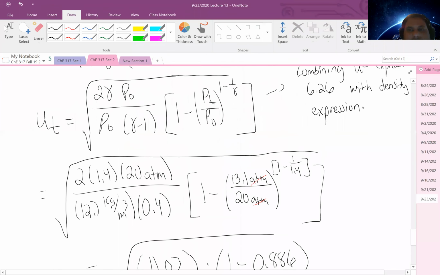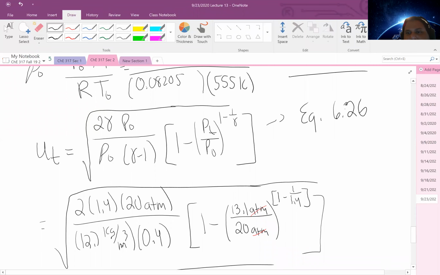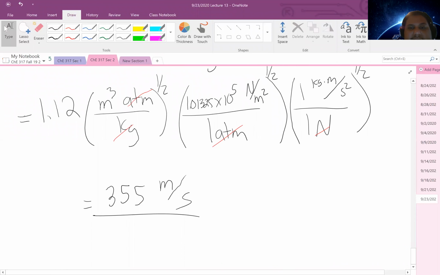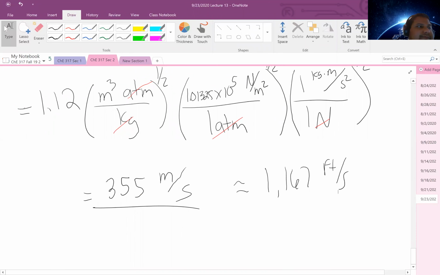So let me clean this up. Turns out we didn't need to do the convoluted approach. We can just use 626 directly. We end up with some ugly units, but with some careful unit conversions, we can get approximately 355 meters per second, which is about 1,167 feet per second. Did everyone follow that okay? Or do I need to go back and re-explain it? That made sense.